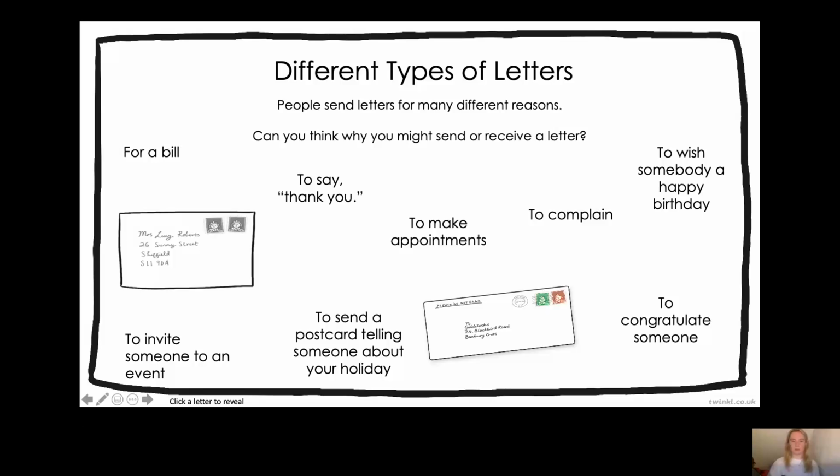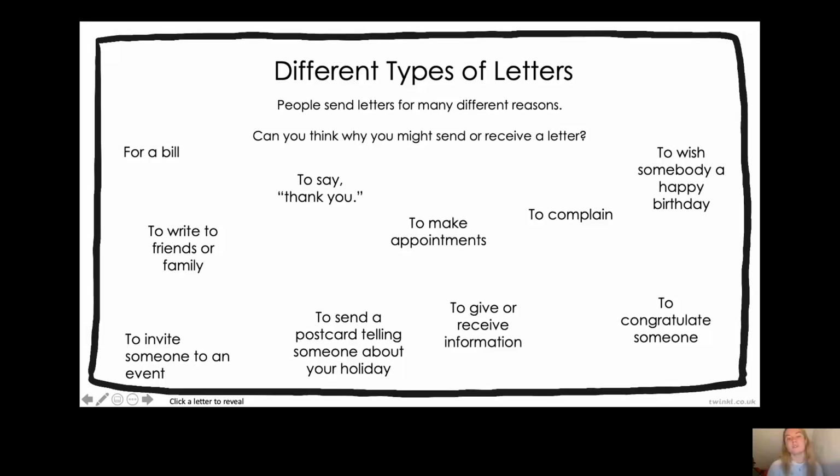Okay, we've got two more. Which one should we go for first? Let's go to the one to Mrs. Lucy Roberts. Oh, so you might write to family or friends. So that's what Mr. Fox was doing, wasn't he? He was sending a letter to his friend. But you also might send one to your family. And then lastly, oh, to give or receive information. So you might send a letter to give somebody some information, or you might be sent a letter to be given some information about something.